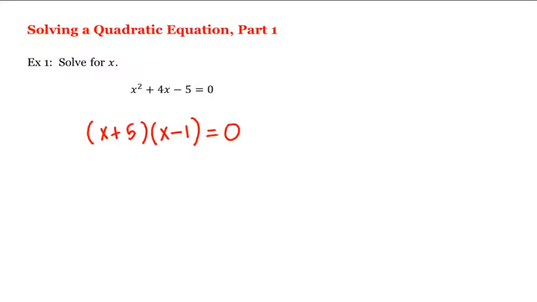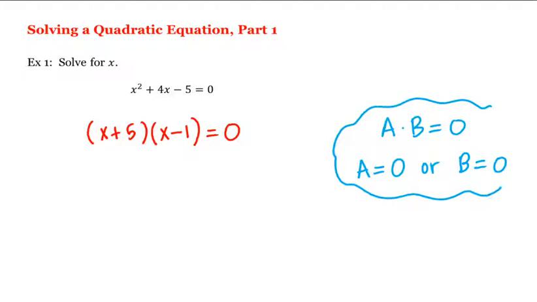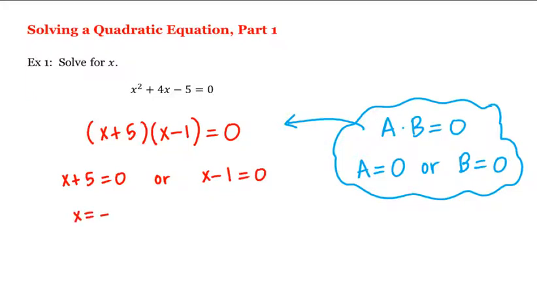And now we can use the fact that if we have a product of factors equal to 0, then either the first factor is equal to 0 or the second factor is equal to 0, or both. So let's use that here. We have a product of factors equal to 0, which means either the first factor, x plus 5, is equal to 0, or the second factor, x minus 1, is equal to 0, which means x is equal to negative 5 or x is equal to 1, which would be our answers.